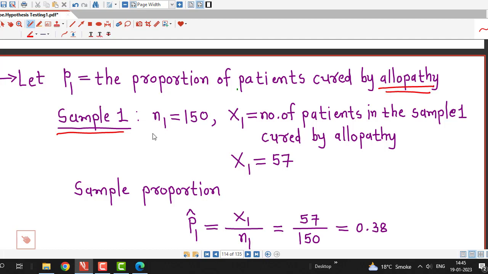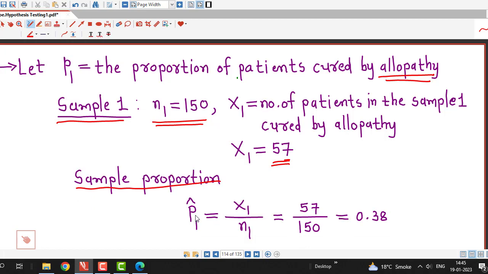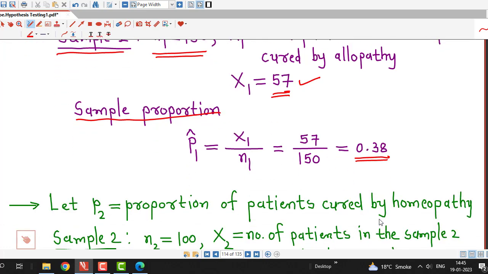So there are 150 patients in this sample, and the number of patients in this sample cured by allopathy are 57. So I can decide sample proportion for first sample by this formula: p1 hat equal to x1 over n1, x1 is 57, n1 is 150. That is, sample proportion for first sample is 0.38.